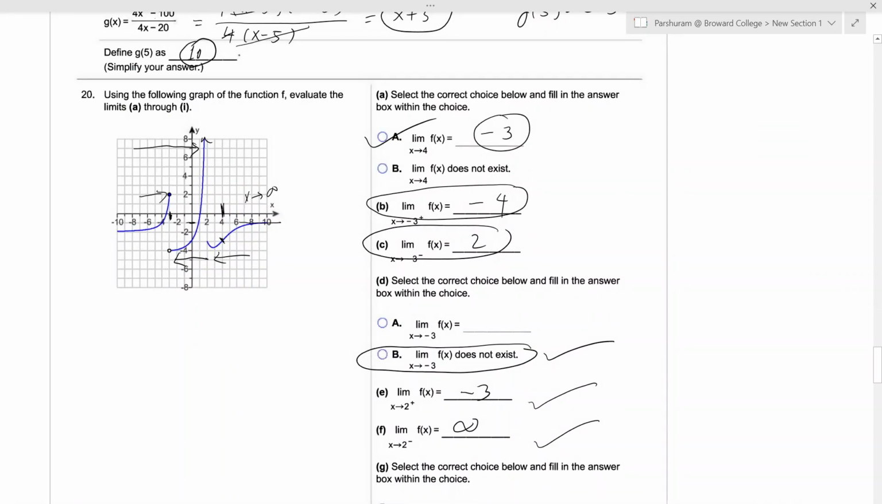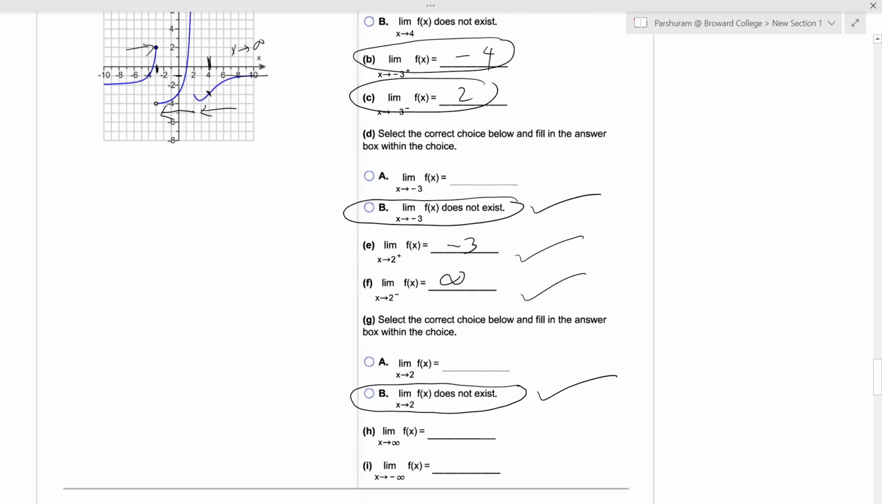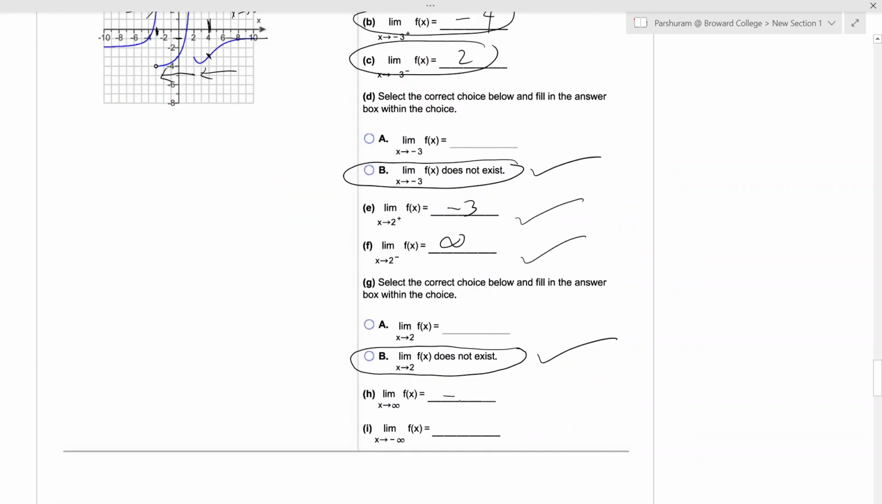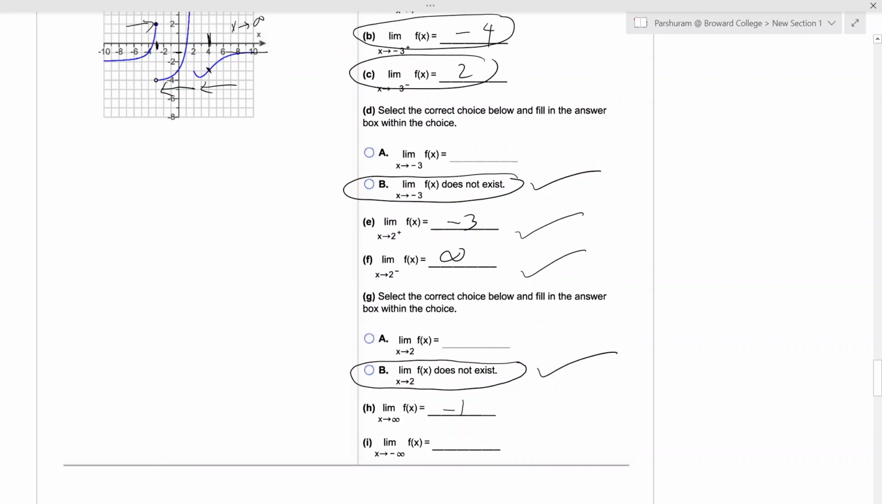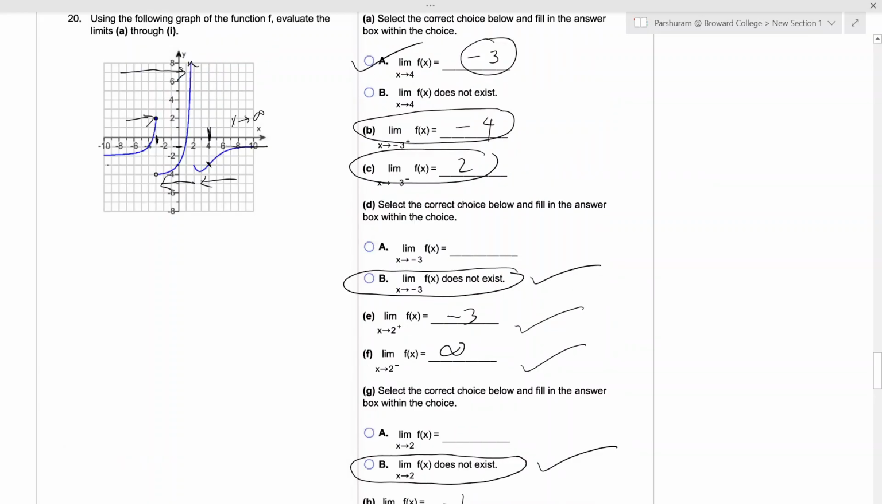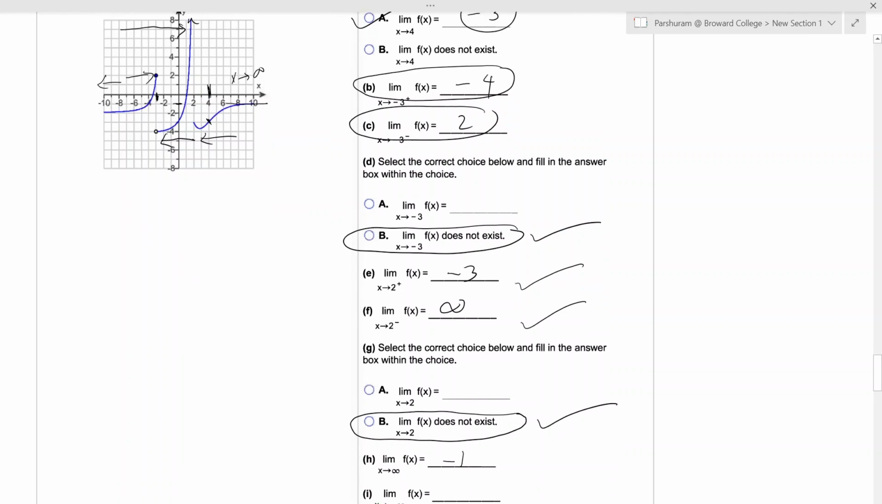Let's go to the next one. And when x approaches negative infinity, you can check here, this graph is approaching -2 as well. If you are going to this side, this graph is approaching -2. So this would be -2.